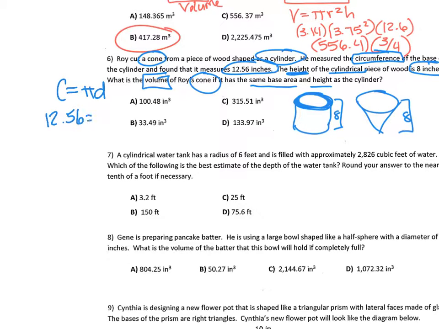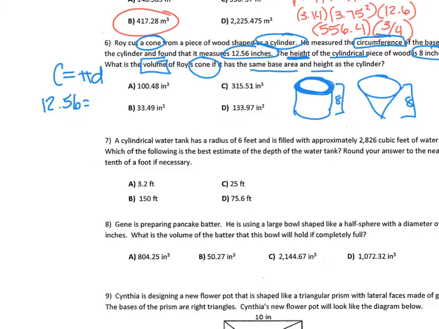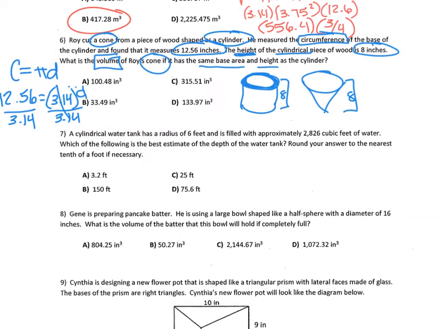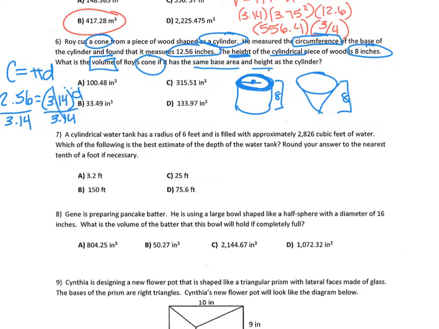So 12.56, that was your circumference. Pi 3.14, and we'll find the diameter from that. So how could you find the diameter from that? 12.56. Would you divide? Divided by 3.14, since these are being multiplied. 4. Good. So my diameter all the way across is 4. And then divide that by 2 and that would be 2. So 4 divided by 2.